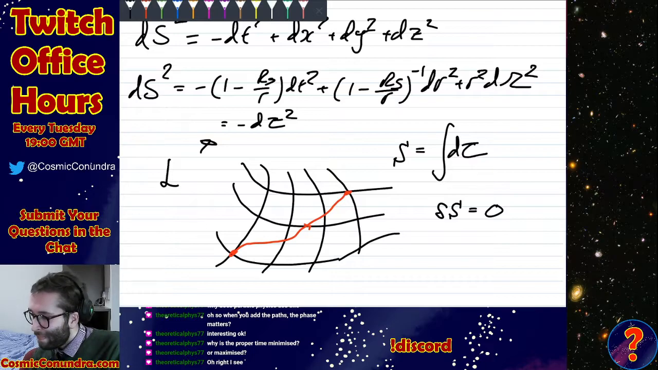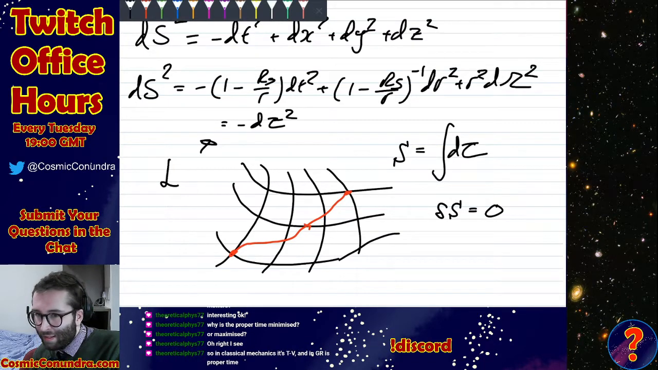So in classical mechanics it's T minus V, and in GR it's proper time. Yeah. So in classical mechanics, extremizing T minus V will give you the equations of motion for your classical motion, and in general relativity, extremizing the proper time, or equivalently extremizing the space-time interval, will give you the equations of motion.